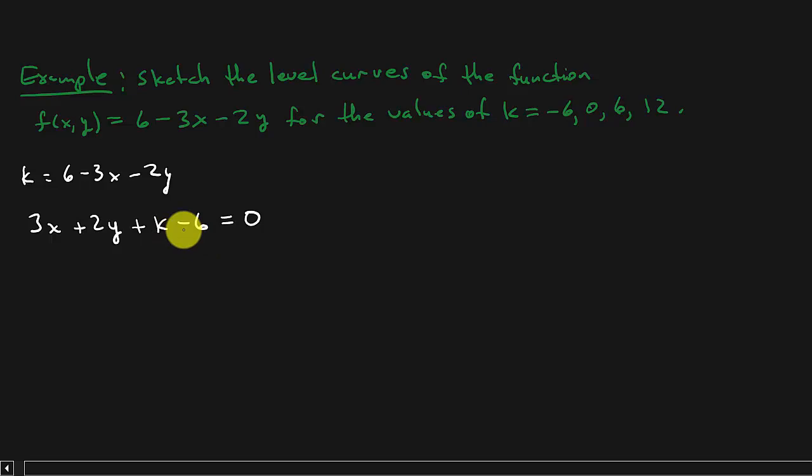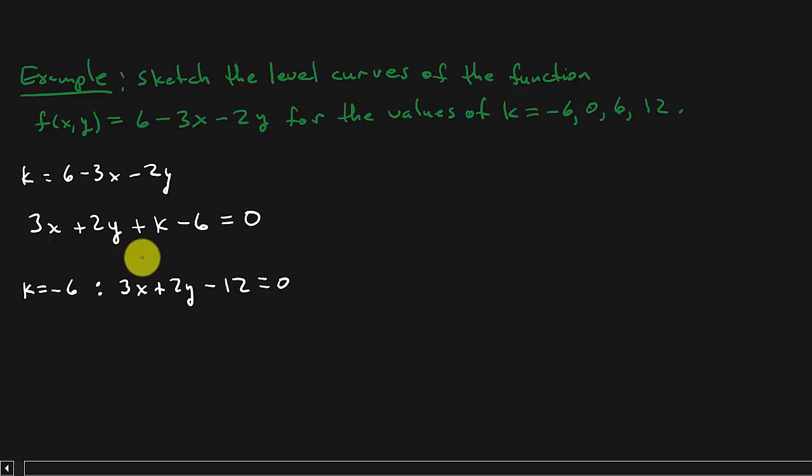All right, so now let's sketch the level curves. So we've got k equals -6. So what happens when k equals -6? That's going to give me 3x plus 2y minus 12 equals 0. So I took the -6, plugged in for k. -6 minus 6 is -12.